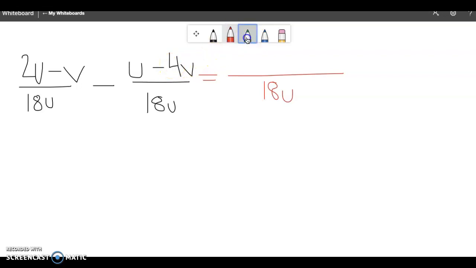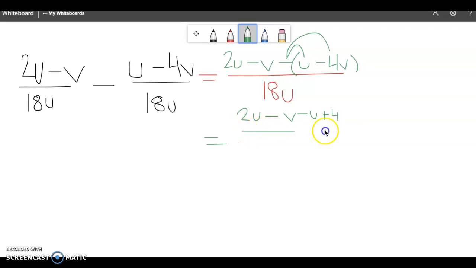written out. So what I do to show that work is I rewrite the first terms, 2u minus v, because those aren't going to change. And then I do subtraction of all u minus 4v. And then from here, when you drop down to actually simplify, we still have 2u minus v, and then we have to subtract u, and then we are actually going to be adding 4v because a negative times a negative is a positive. Still over 18u.